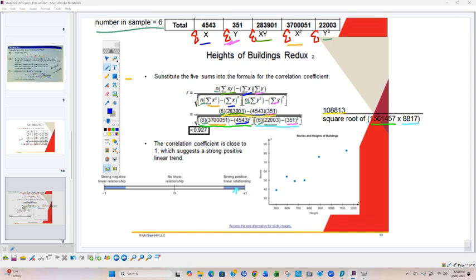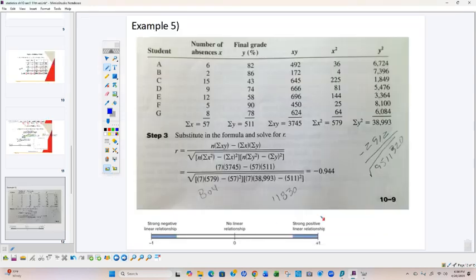I do want to show you one more. And if you want to freeze the screen and check and make sure you can plug this in correctly, this one is the answer for the final grades, number of absences. Notice that this one is negative. That's because it's still good. 0.94, that's right here, somewhere in here. That's good. Still strong. It's negative because as one goes up, the other goes down.